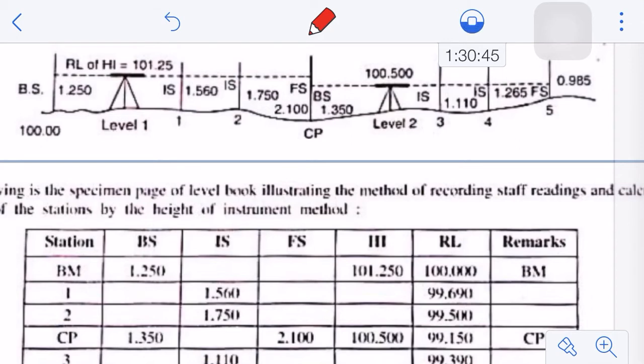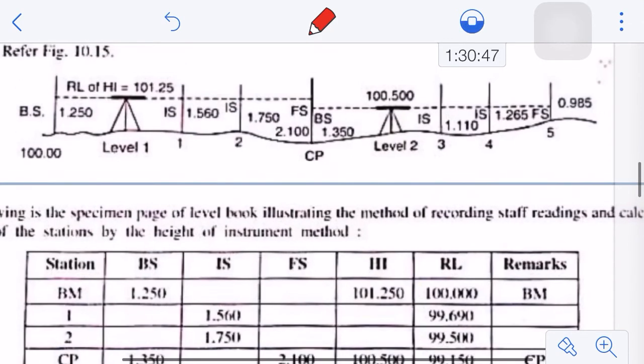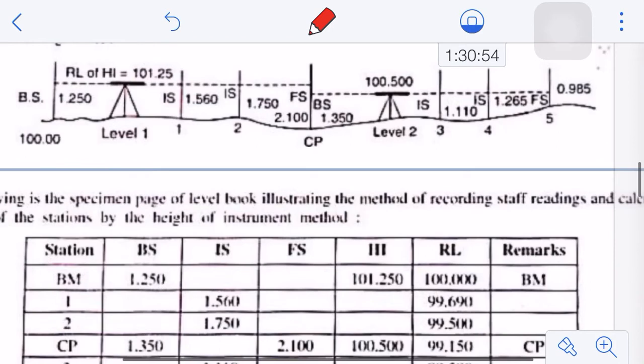The first one says, if you see here in this figure, let's say this is the case available with us. Level 1 and level 2 are the two positions. You will keep your dumpy level there, and this 100 is nothing but your benchmark, and 1, 2, 3, 4, 5 are the stations for which you are interested in computing their RLs, right? So do remember, they are known as stations because you are going to place your leveling staff over these points, and you're interested in determining the RLs of these points. That's why they are known as stations.